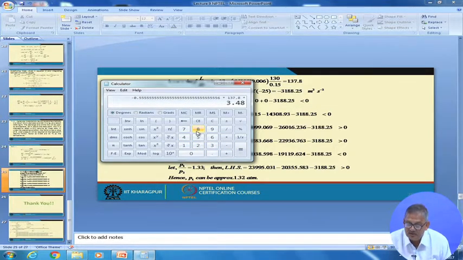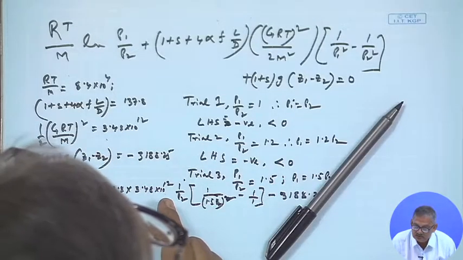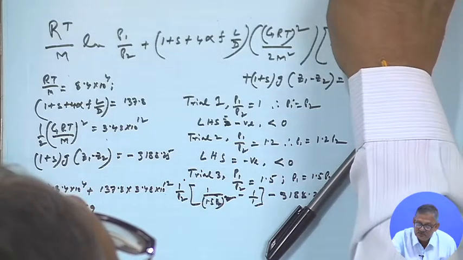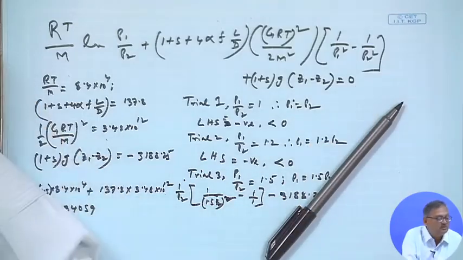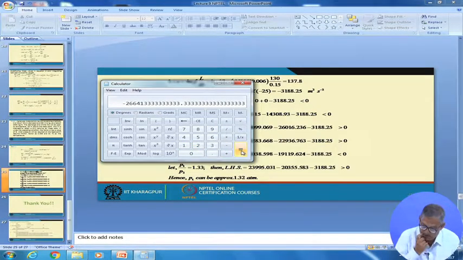Is it 10 to the 12 or 10 to the 9? It was 10 to the power 3.48. 1, 2, 3, 4, 5, 6, 7, 8, 9, 10, 11, 12. Yes, 12. So 3.48 into 10 to the power 12. Okay, then how come it becomes positive then?